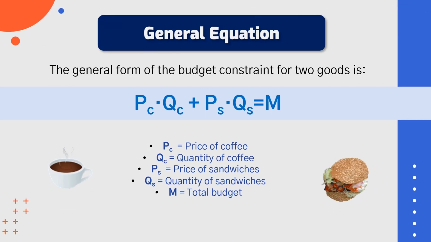The general form of the budget constraint consisting of two goods looks like this. Price for good A, in this case coffee, multiplied by the quantity of cups of coffee, plus price for good B, in this case sandwiches, multiplied by the quantity of sandwiches, equals the total budget.